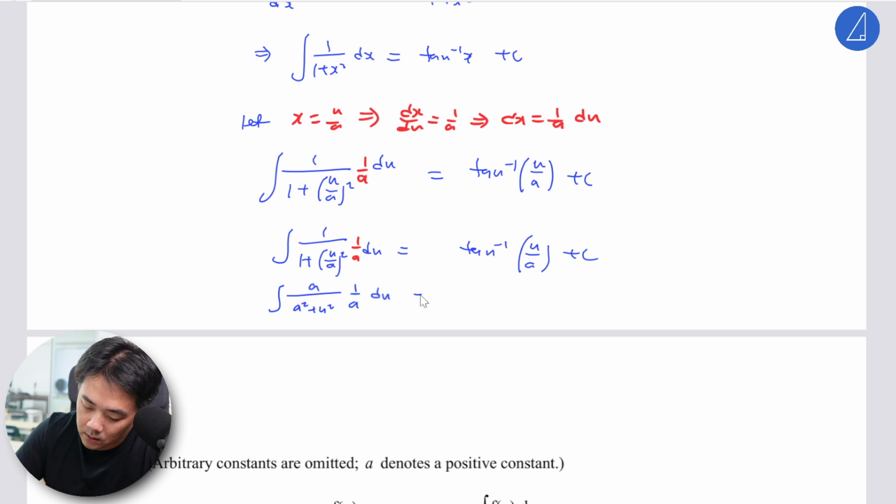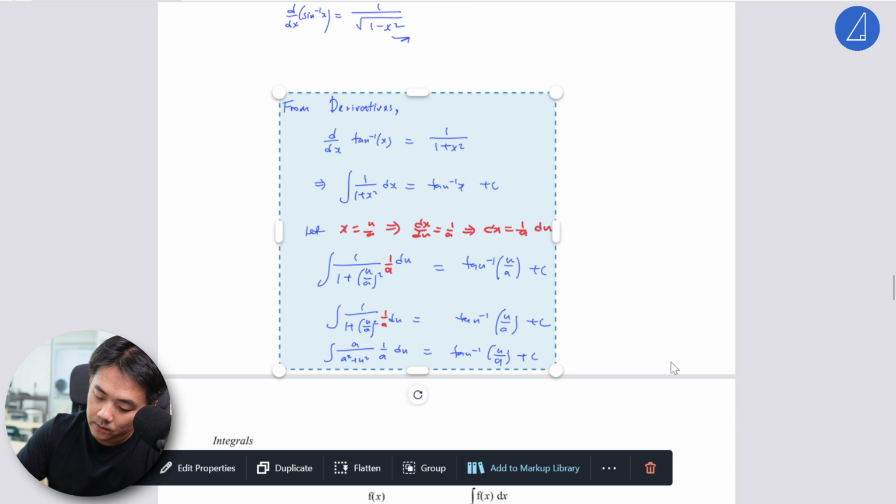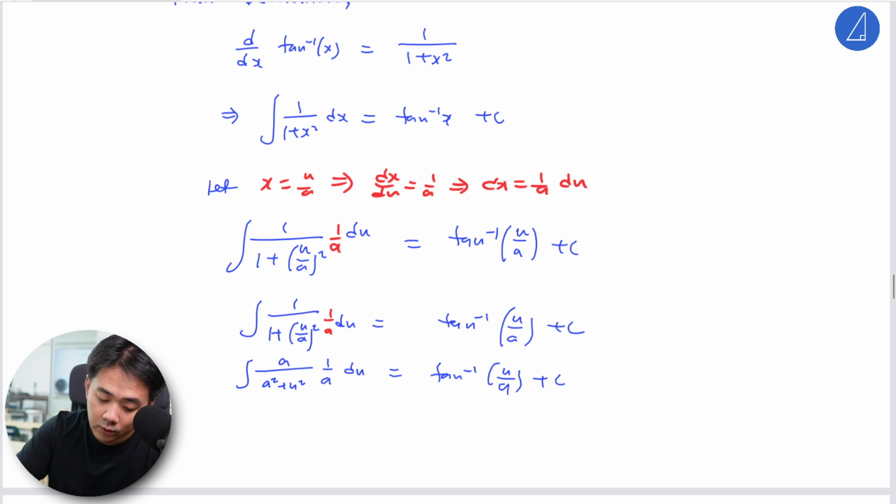Okay, so you can show that this guy is the other guy. But actually from the derivative there, you can show. Okay, so let x be u over a. Then you know that dx du is 1 over a. So dx is given by this guy. This is 1 over a du.